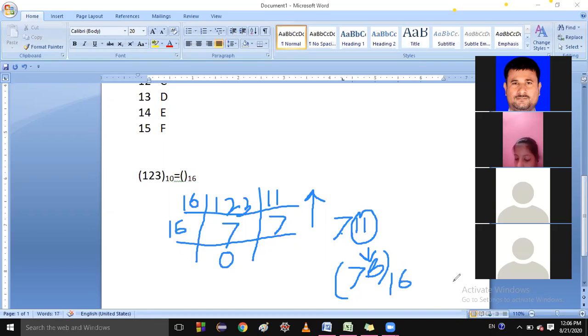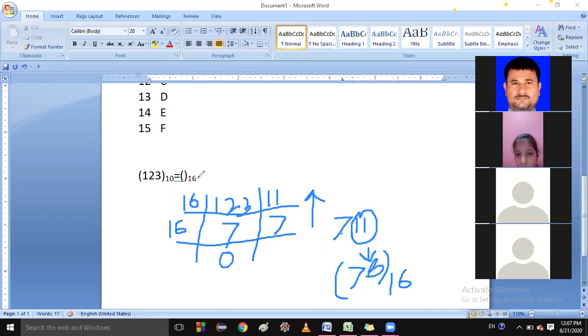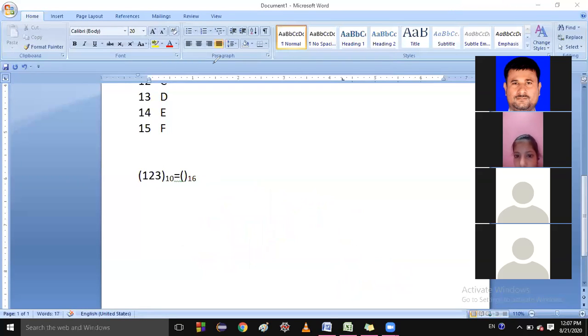Okay, so let me take one more example. Let me take it in reverse. Suppose, students, I want to convert 7B, which has base 16.